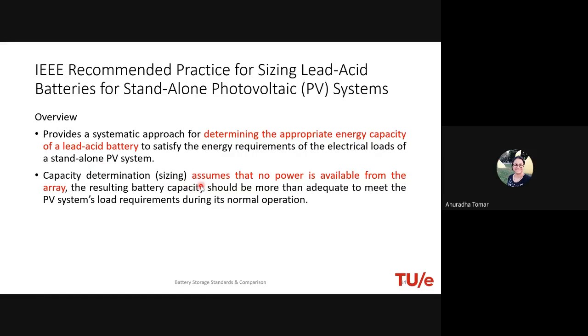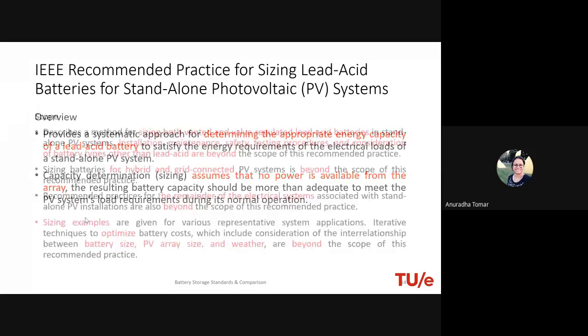One important thing is that it assumes that no power is available from the array. If your system is a grid interactive kind of system, you have to make a trade-off in the sizing, because the calculation presented in the standard assumes that no power is available from the PV array or any other source. In that situation, the battery size would definitely be relatively higher compared to a grid interactive system. So you should check what application you are designing for, and accordingly make a trade-off.